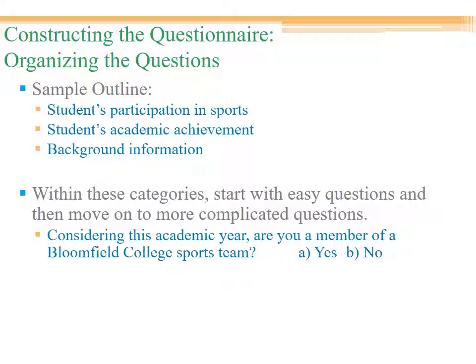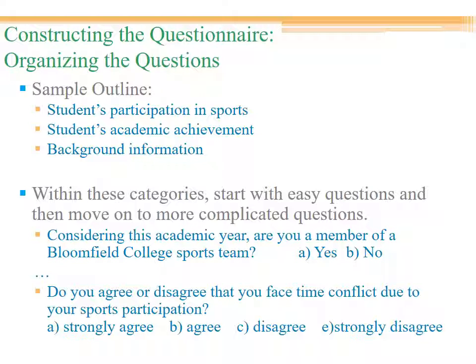So take a look at this question. Considering this academic year, are you a member of a Bloomfield College sports team? So this is an easy question to start off with, and it also helps situate the respondent to the topic of the survey. So you would then proceed with additional easy questions, such as what sports they play, how often they practice, and so on. And then you move on to more complicated ones that require the respondent to think a little bit more deeply about their response.